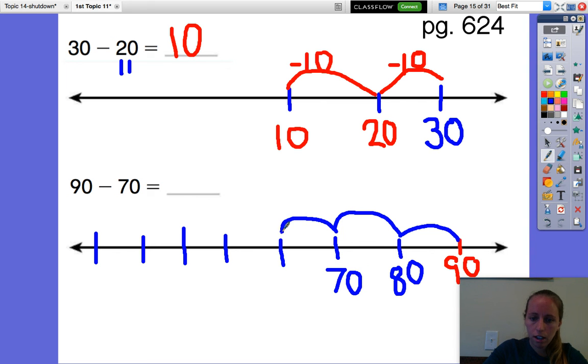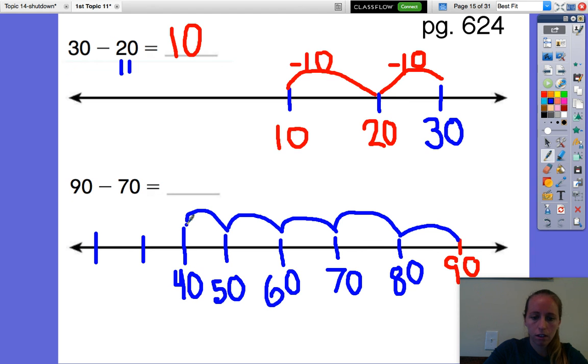Take away 10. Now we have 60. Take away 10. Now I have 50. Take away another group of 10. Now we have 40. Take away another group of 10. Now we have 30. Take away one last group of 10. And now we are left with 20.